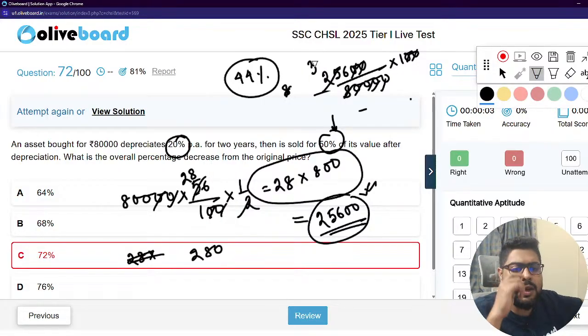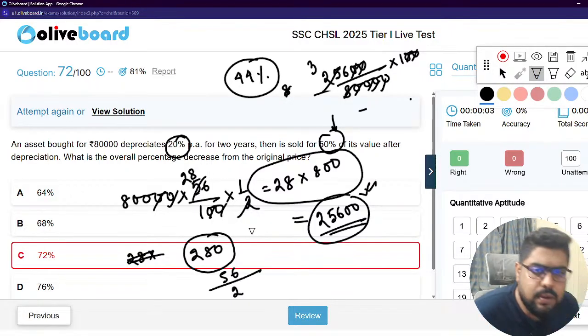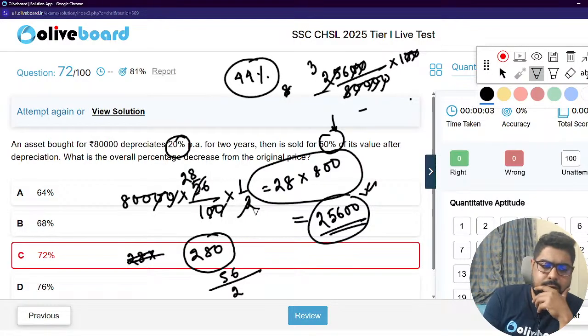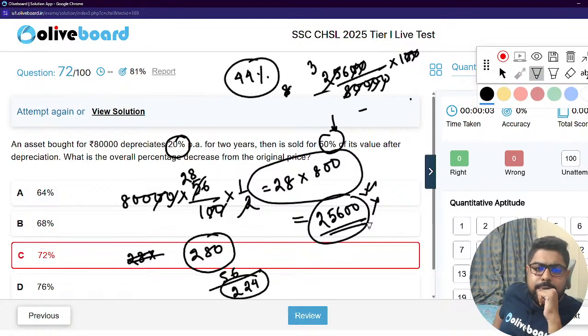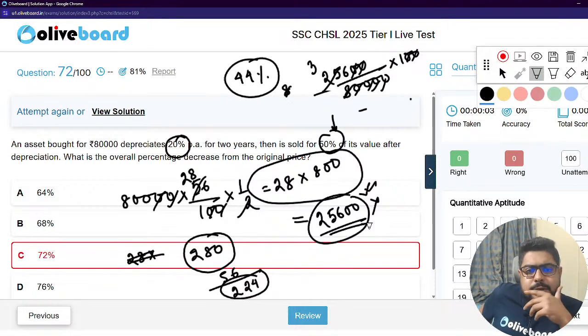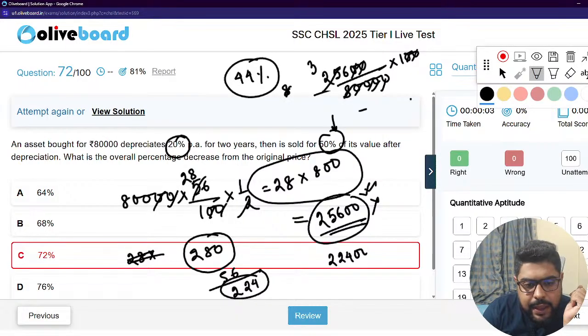Oh yes, in the calculation, again, 280 minus 56. I'm getting this 224 though. This is not 256. How can this be 256? Yes, I am also confused. This is 224. This is 22,400 I'm getting, according to this calculation.